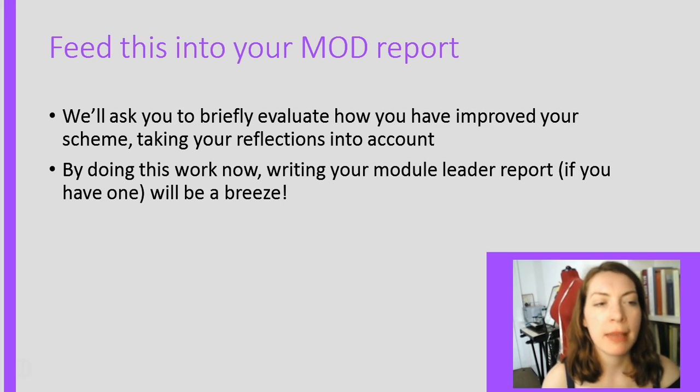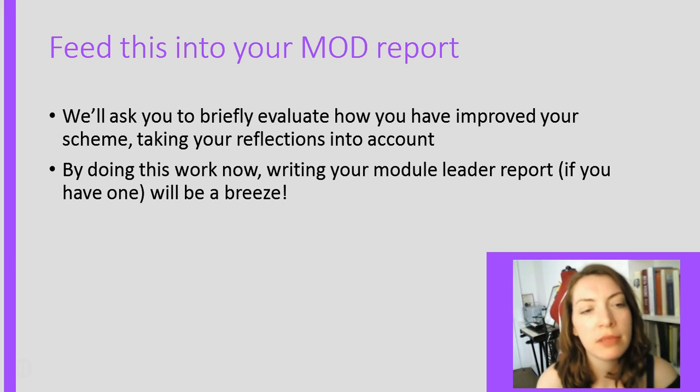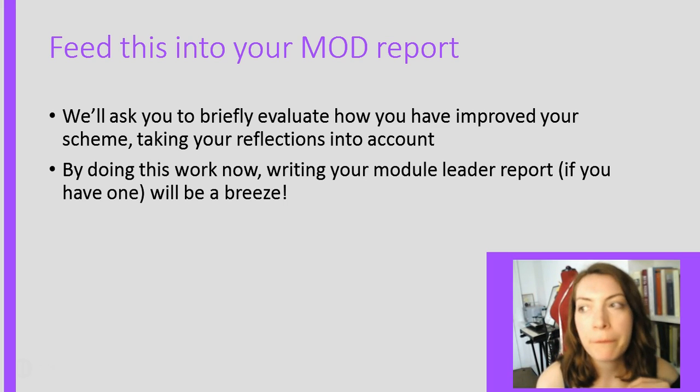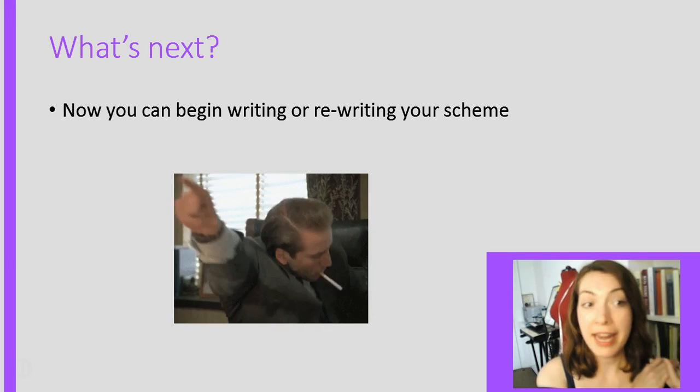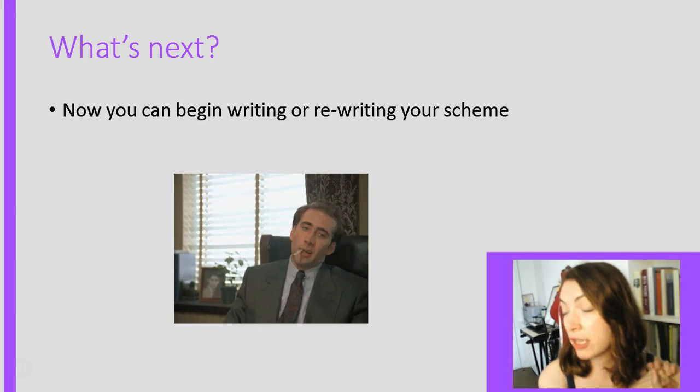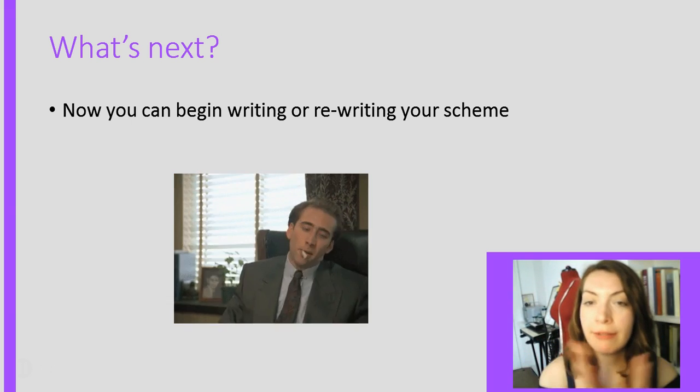So when you submit your scheme, we'll ask you to briefly evaluate how you've improved it, taking these reflections into account. If you do this work now, when you come to write your module leader report, which you submit a little bit later on in August, it covers a lot of the same things, so writing that will be much easier once you've done this. And now you can move on to the next video once you've done your reflection and begin writing or rewriting your scheme.